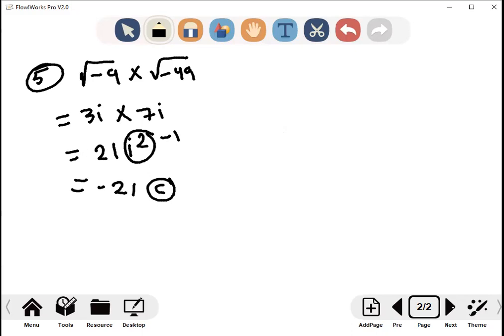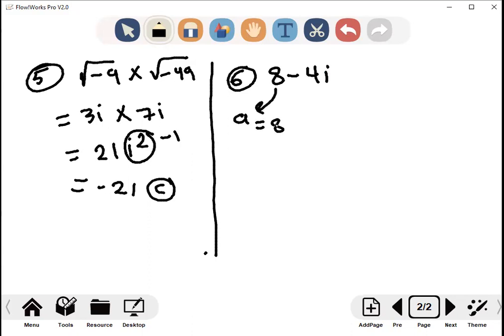Now, every complex number can be written in the form a plus bi. We know that, right? I, we call it the imaginary number. A plus bi, we call it a complex number, okay? For the complex number 8 minus 4i, identify the values of a and b. Easy one. Question 6. What's the complex number given? 8 minus 4i. A will be 8 and b will be -4, not 4.